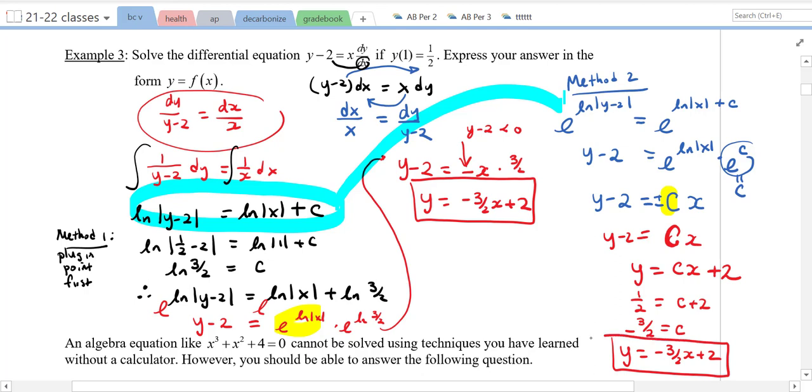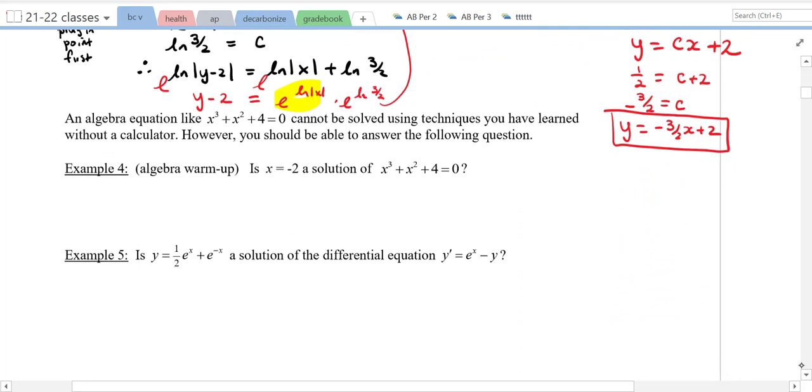Ta-da. Okay. So it doesn't really matter what you do, both methods will give you the same answer. Okay? All right. You might see some other algebraic equations like this, and I've seen this on the AP exam recently, so maybe not number 4, but number 5 for sure. So number 4 is really not anything related to calculus, but hey, is this a solution?